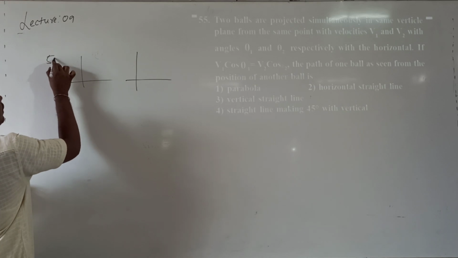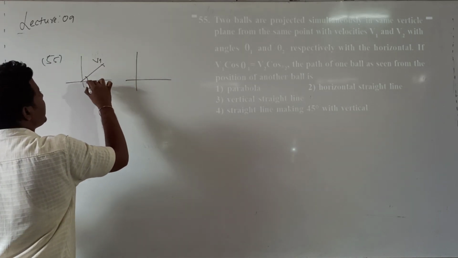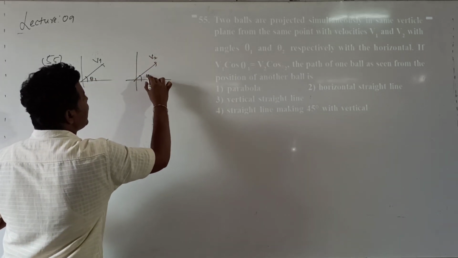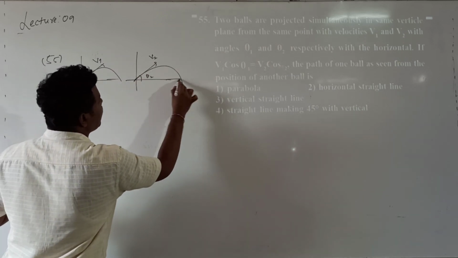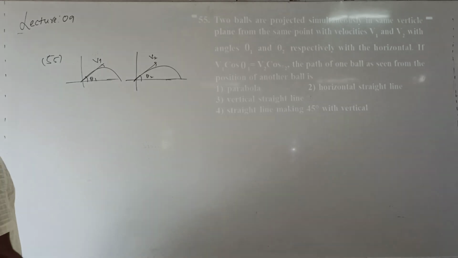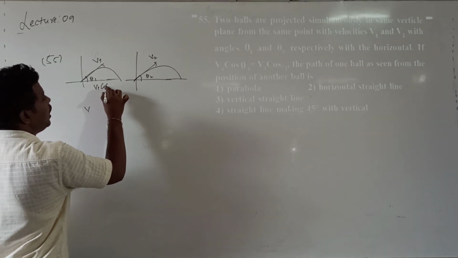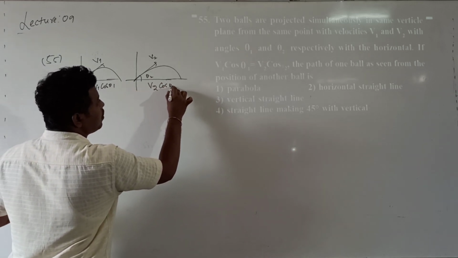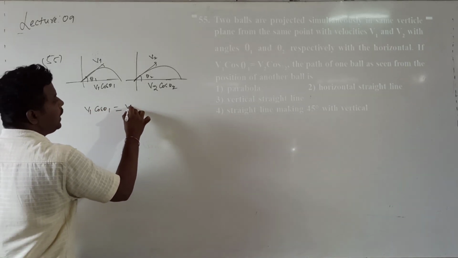So question number 55. One ball is projected with the velocity v1 by making an angle theta. Another ball is projected with the velocity v2 by making an angle theta. So with respect to the ground, both will follow which path? Parabolic path. But what about the horizontal component of velocity? v1 cos theta 1 for one and v2 into cos theta 2 for the other. They gave the condition that v1 cos theta 1 will be equal to v2 cos theta 2.